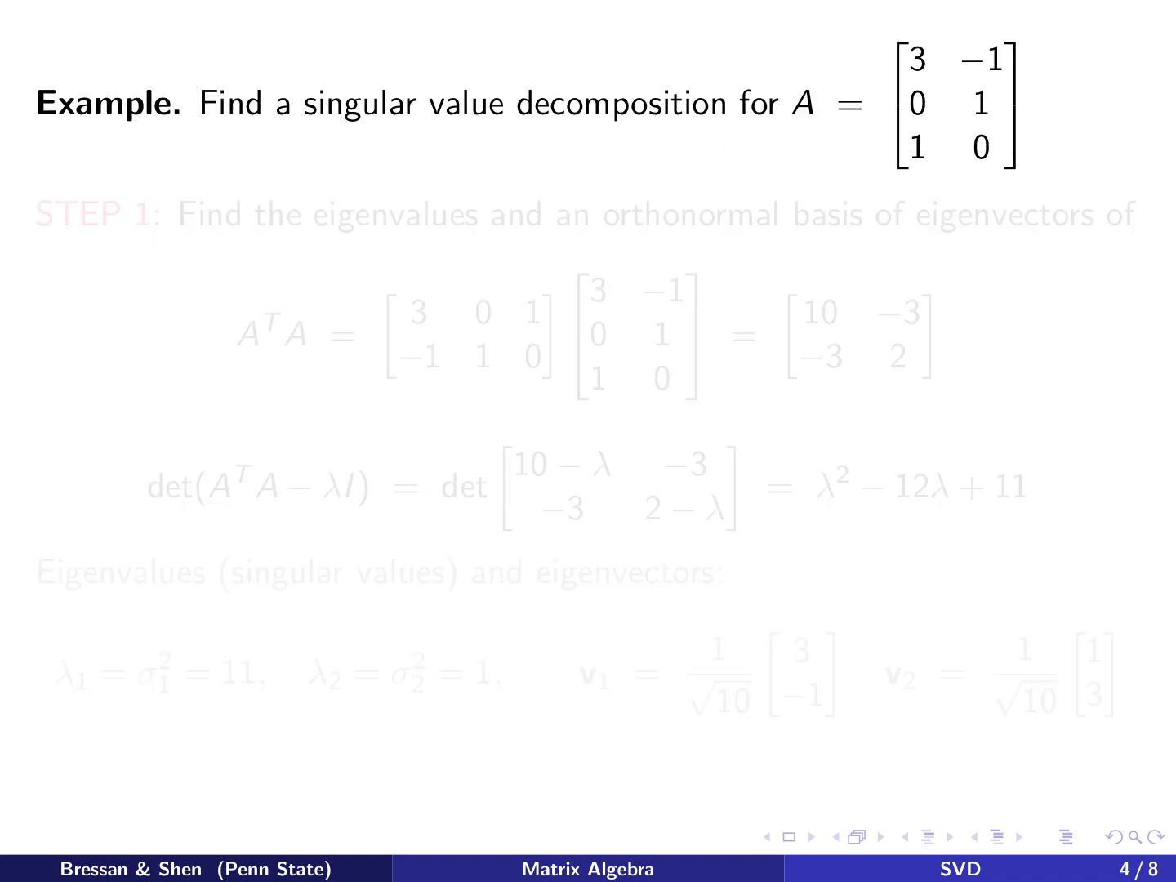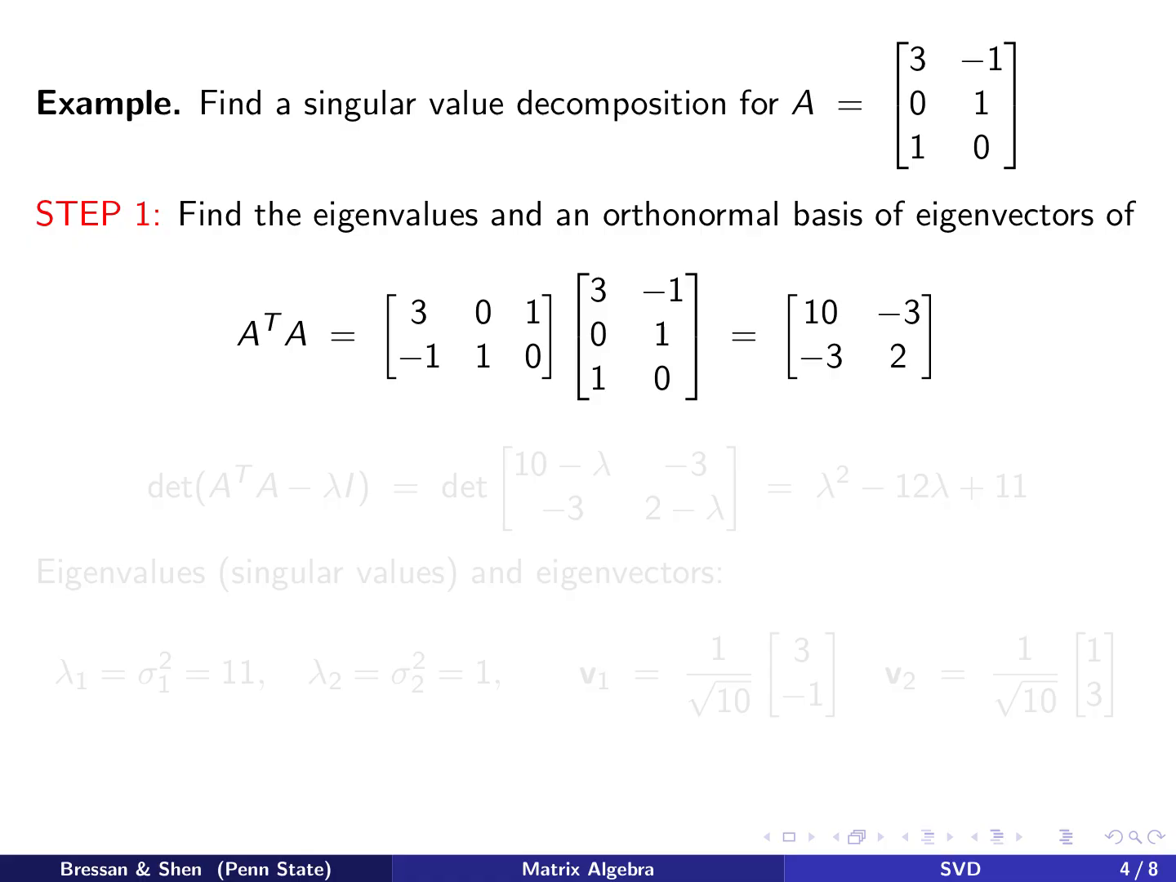Let's now take an example. Let's say we have a matrix A, which is rectangular like this, and we want to find a singular value decomposition for this A. This calculation would take several steps. Step 1, we need to find the eigenvalues and also an orthonormal basis of eigenvectors for the matrix A transpose times A, which is a symmetric matrix. So let's calculate this product. Working out the details, you get 10, 2, negative 3, negative 3. So you see that it is a symmetric one.